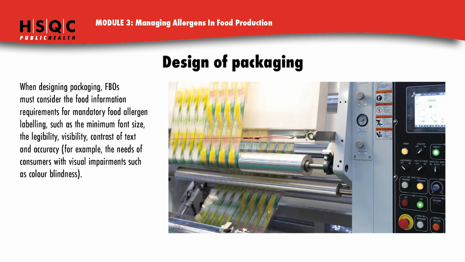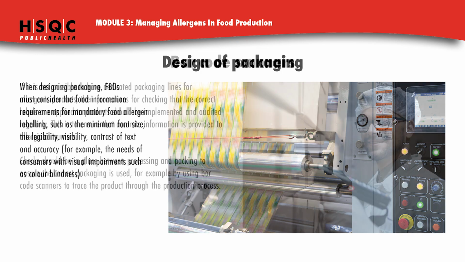Design of packaging. When designing packaging, FBOs must consider the food information requirements for mandatory food allergen labeling, such as the minimum font size, the legibility, visibility, contrast of text, and accuracy. For example, the needs of consumers with visual impairments such as color blindness.